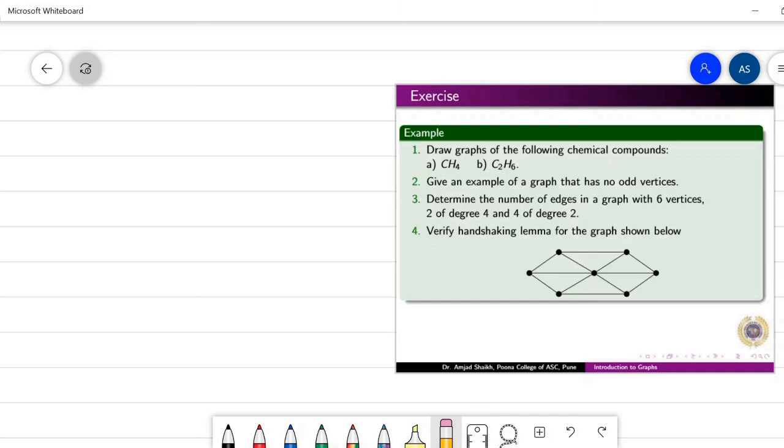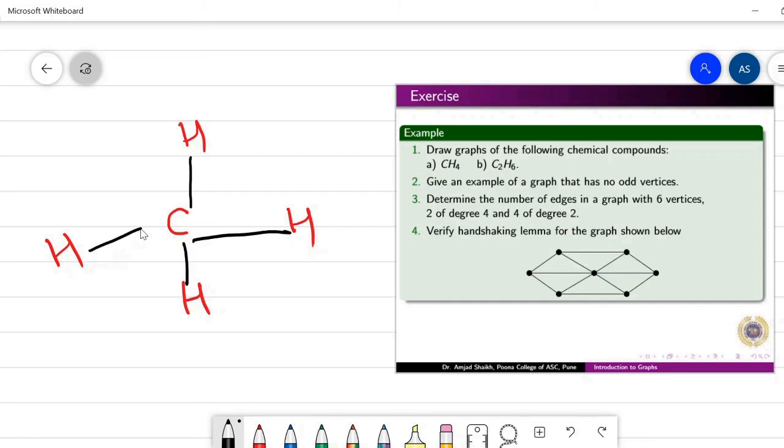We will solve some examples based on the topic we have seen. Here we do 4 examples. First one is draw the graph of the following chemical compounds, CH4 and C2H6. Considering carbon and hydrogen atoms as vertices and the bond between them as an edge, we can simply draw CH4, considering the C, H and edges between them, the bond between them by these edges. So this is a graph for CH4.